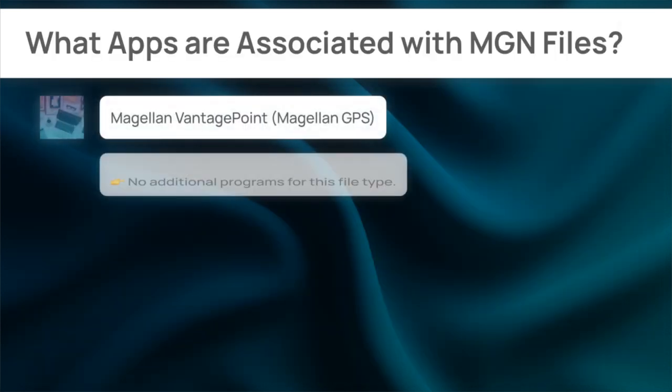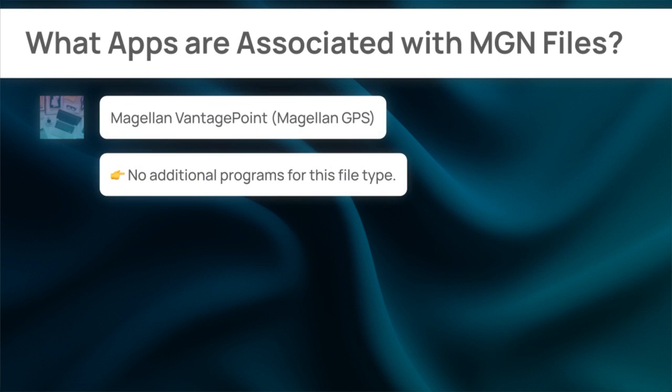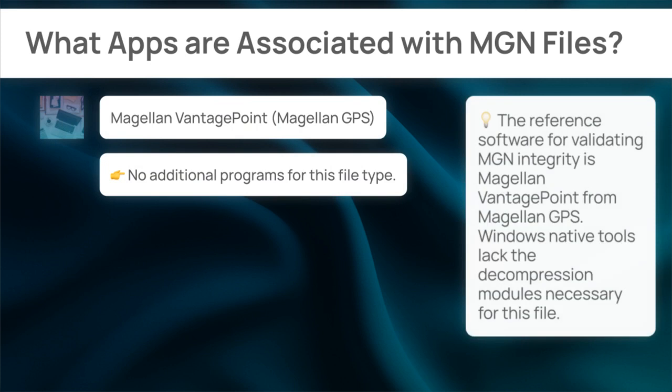System file recognition for MGN is optimized for Magellan VantagePoint by Magellan GPS. Windows native tools lack the decompression modules necessary for this file. Windows lacks support for spatial layers, so external GIS tools are needed.